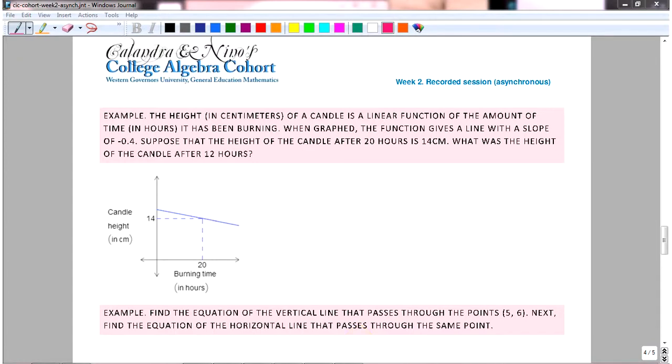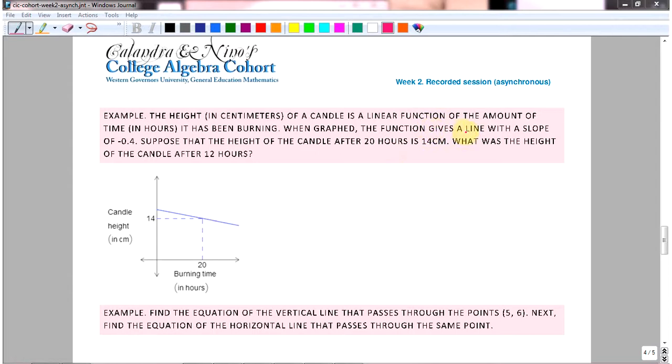Example, the height in centimeters of a candle is a linear function of the amount of time in hours it has been burning. So if you look at the graph, notice that your x-axis represents time, and the y-axis represents the candle height. And that makes sense: as time increases, meaning you're moving to the right, the height of the candle decreases, so the y values are going down.